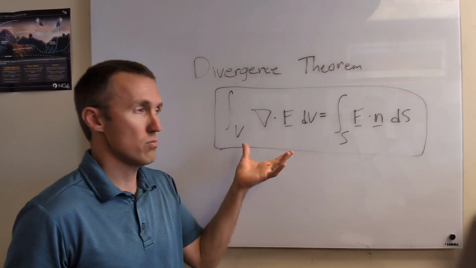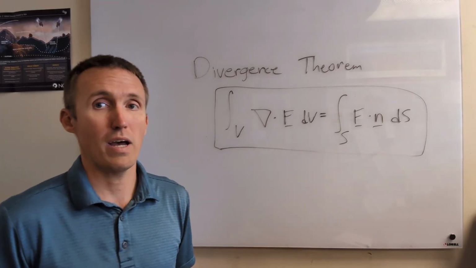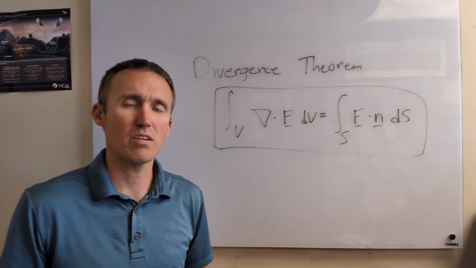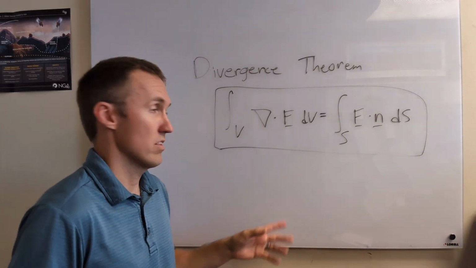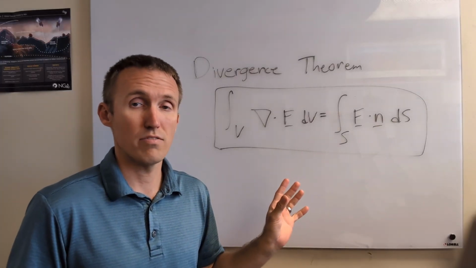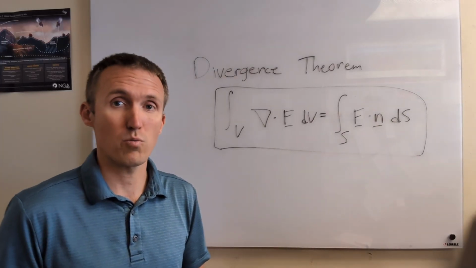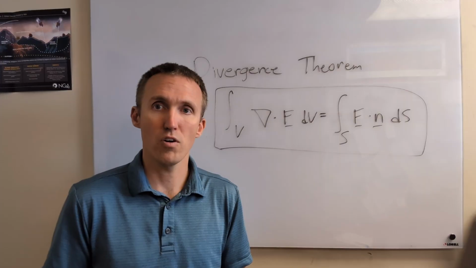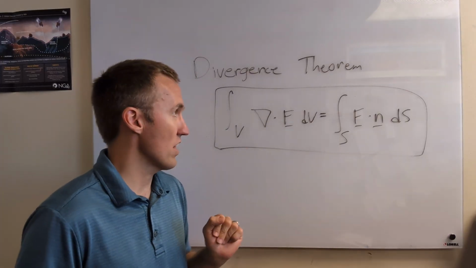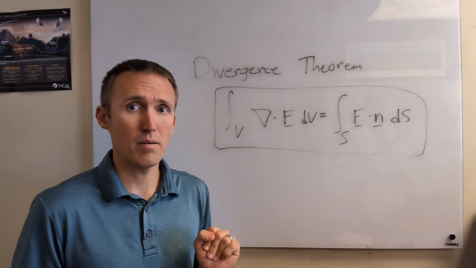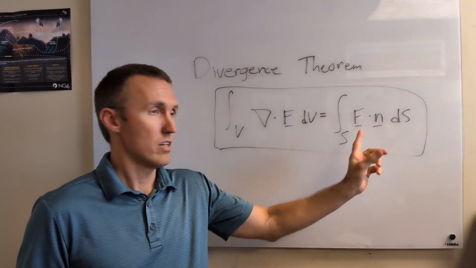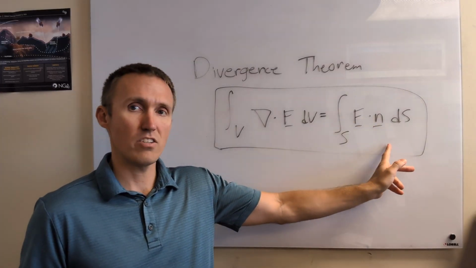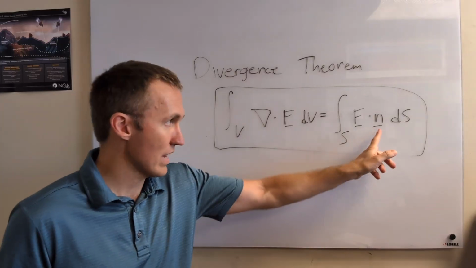We have a volume and we have some field which is passing through the volume. Think gravity, think magnetics. This is also a very important law for many other physical phenomena. But for us, we have a field passing through the volume, and the divergence of that field integrated over the total volume is equal to the field dotted into the unit normal n.